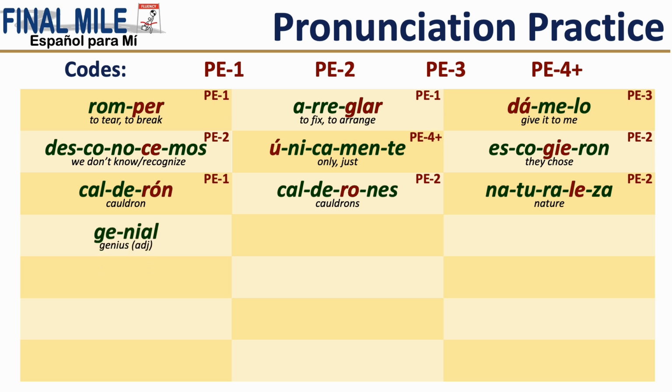Okay, what do we have here? No graphic accent. Does it end in a vowel or N or S? No. So therefore, it is PE1, emphasis on syllable number 1. Okay, again, we have two vowels next to each other. We have to say each one of them independently. And what is GE? That's G. Genial.